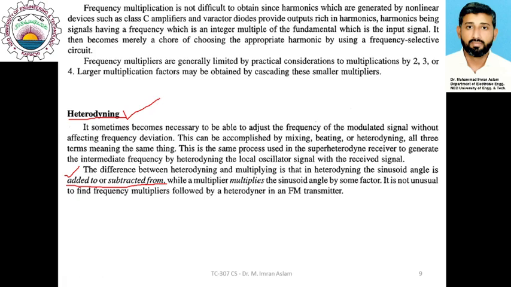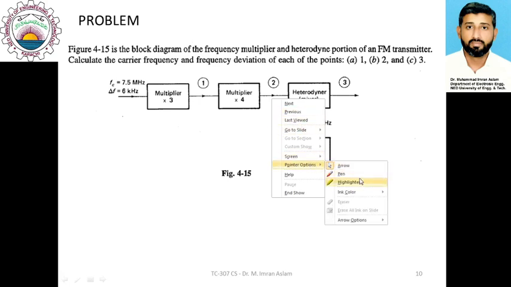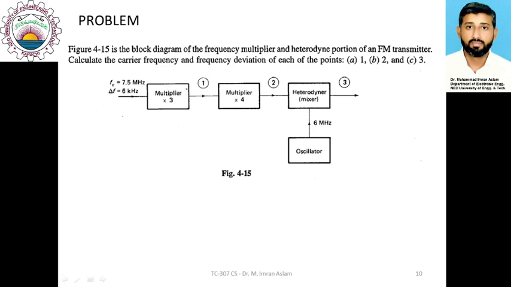In order to understand the impact of this heterodyning and the frequency multiplication, let us take a simple problem here. So we are given a block diagram which is illustrated in this figure, and we want to find the total carrier frequency and the frequency deviation at the output at stage number 3 here. In order to do so, we will be calculating the frequency deviation and the carrier frequency at all these intermediate stages.